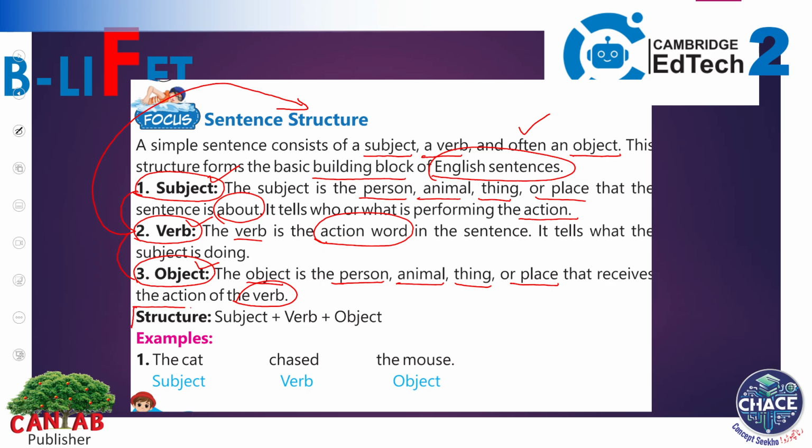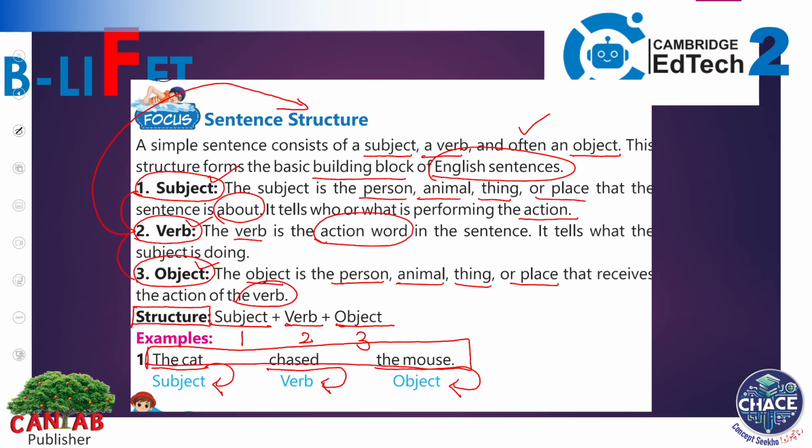Now look at the structure. If you want to make a complete sentence structure, you need to have a subject, part number 1, then combine it with verb, part number 2, then combine it with an object, part number 3. Now let's look at this example. In this case, the cat is a subject. Chased, which means followed, is a verb. And what is the cat following? In this case, this is mouse, which is an object. Now, this is a complete sentence. Why? Because it has a subject, it has a verb, and it has an object.